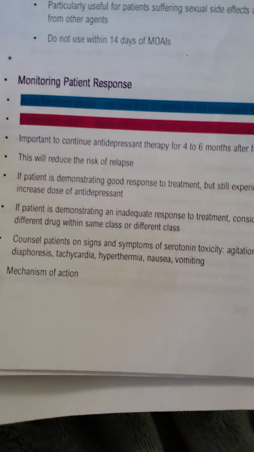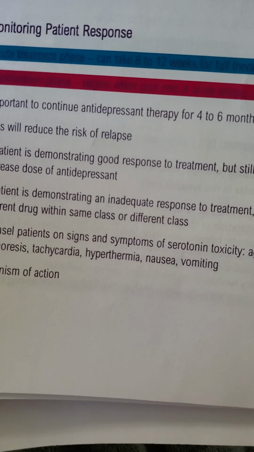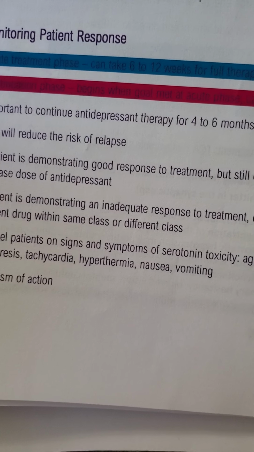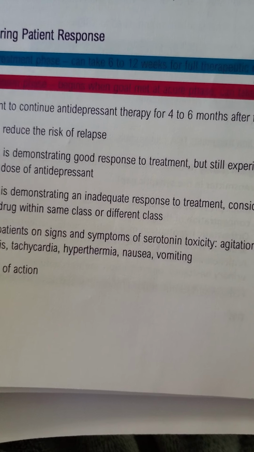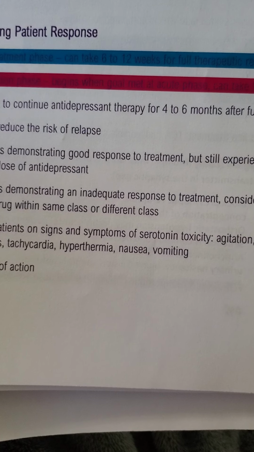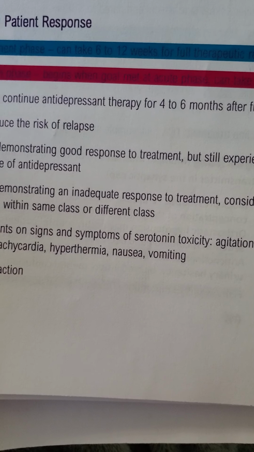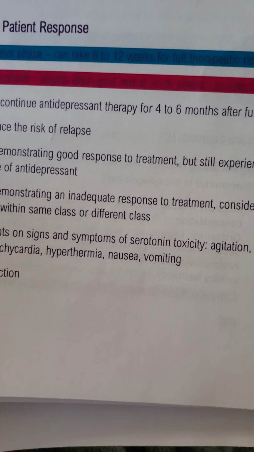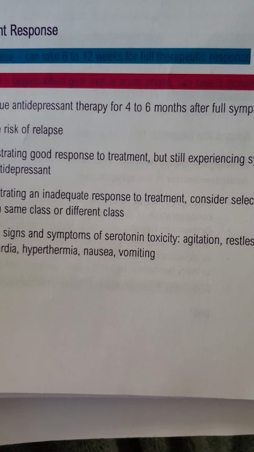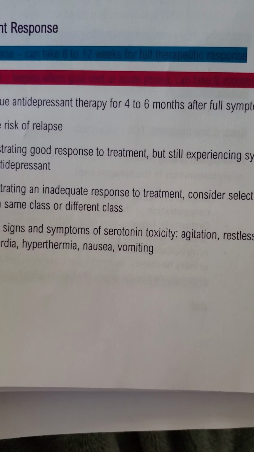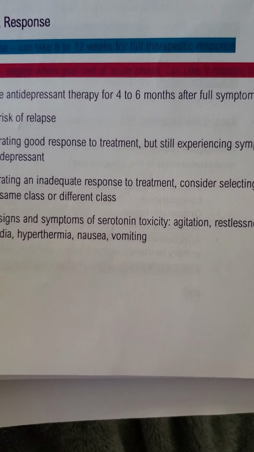When monitoring these patients, we would consider the acute treatment phase, which can take 6 to 12 weeks for the full therapeutic response. And we would be checking to make sure the patient is taking the medication as prescribed. Continual phase begins when the goals are met at the acute phase and can take 9 months to 1 year. It is important to continue antidepressant therapy for 4 to 6 months after full symptom resolution. This will reduce the risk of relapse.